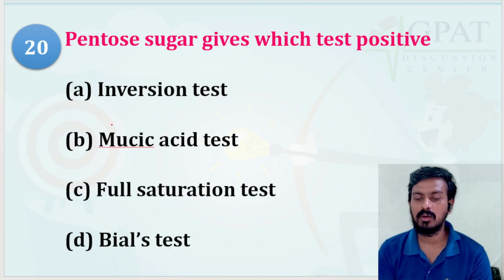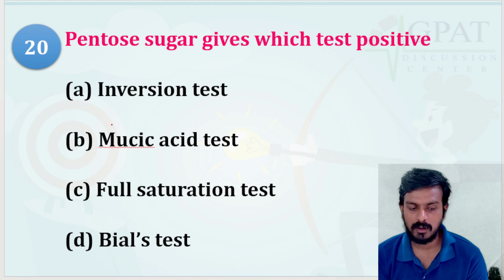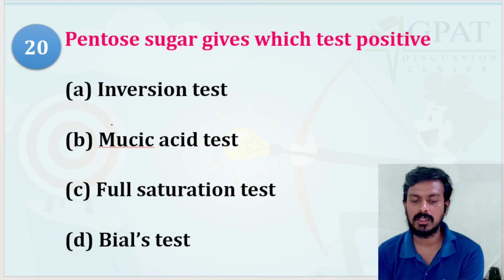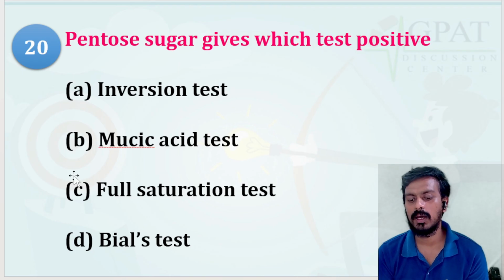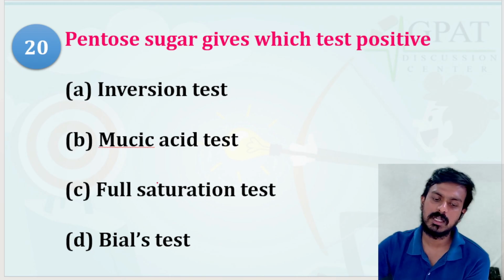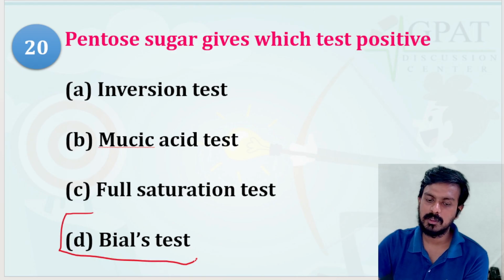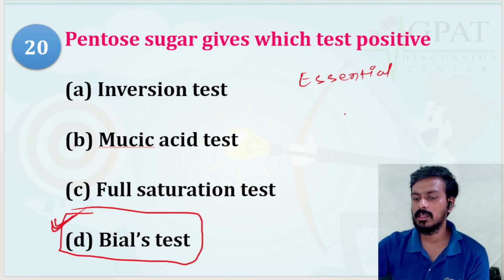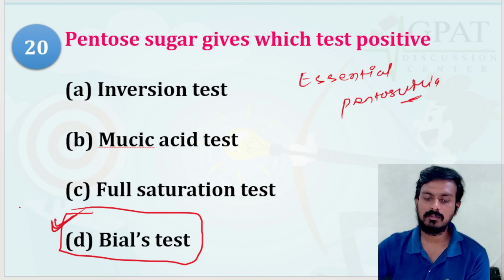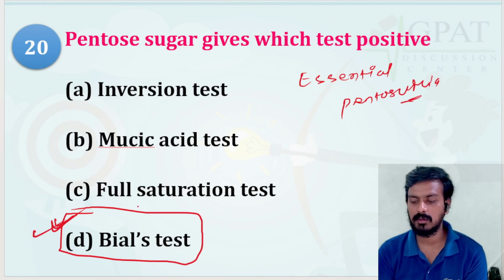Next question. Pentose sugar gives a positive test for which of the following: inversion test, mucic acid test, fermentation test, or Bial's test? Pentose sugar gives a positive Bial's test. This is used in the diagnosis of essential pentosuria.